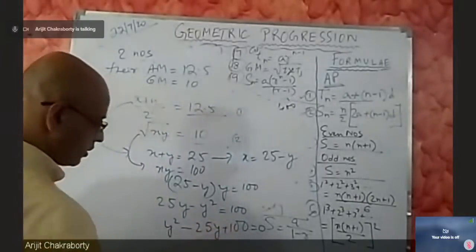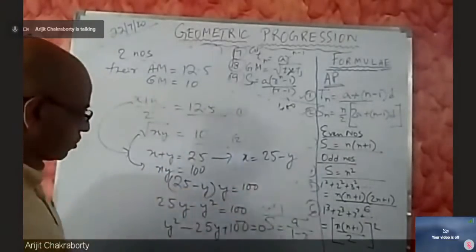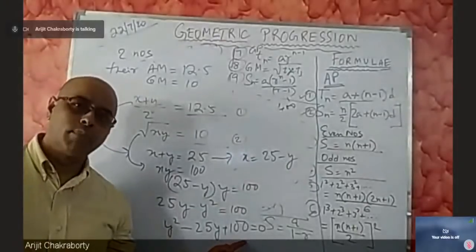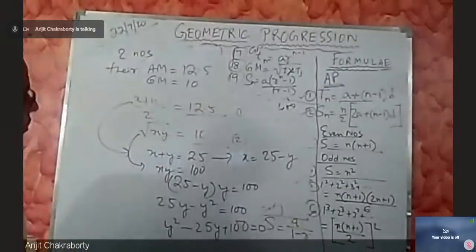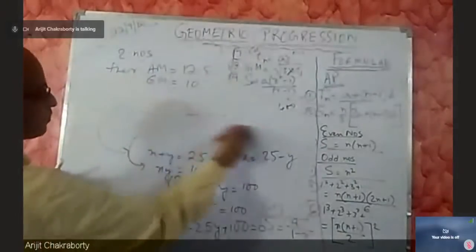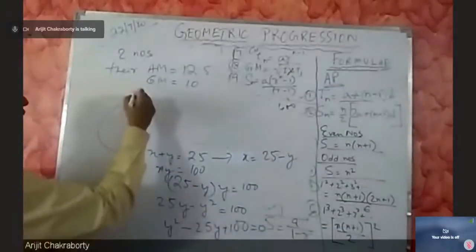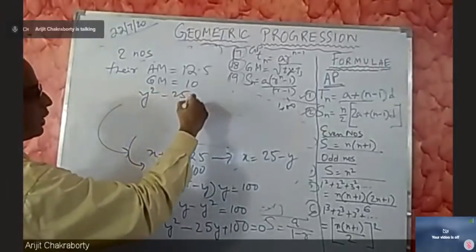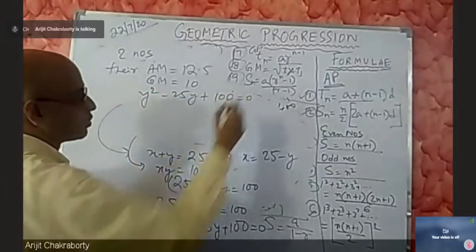Plus 100, sorry. We are taking everything to the right hand side. So y square minus 25y plus 100 equal to 0. So I'll solve the equation here. Just writing it here. y square minus 25y plus 100 equal to 0.